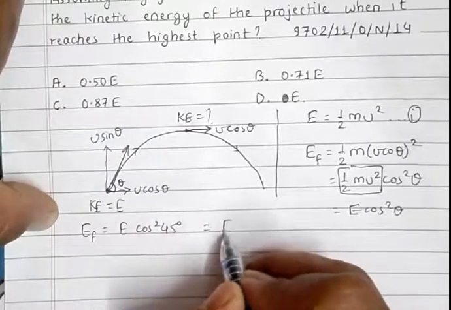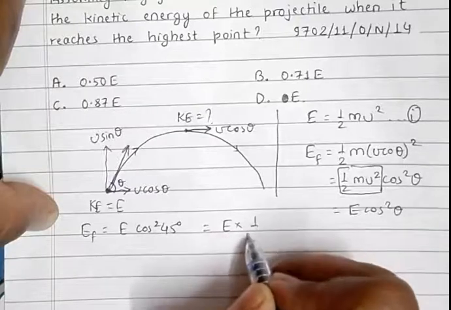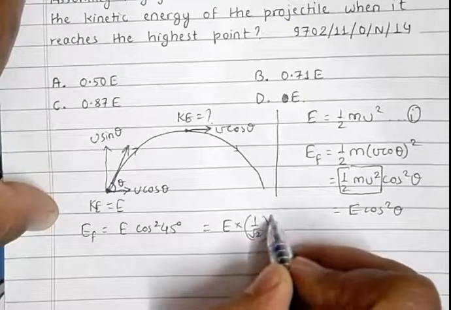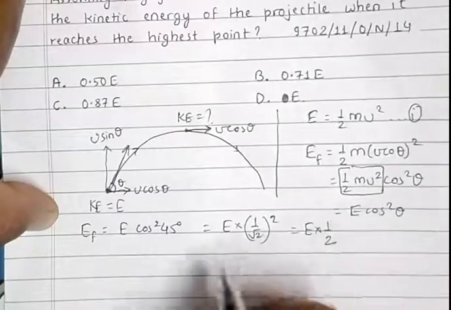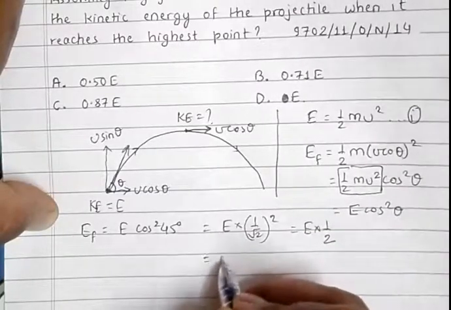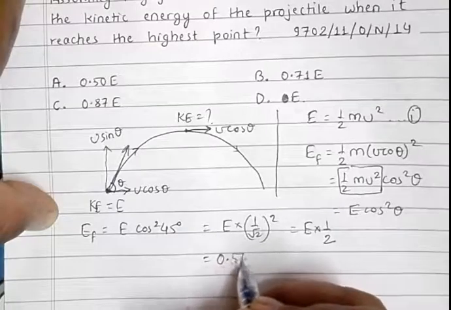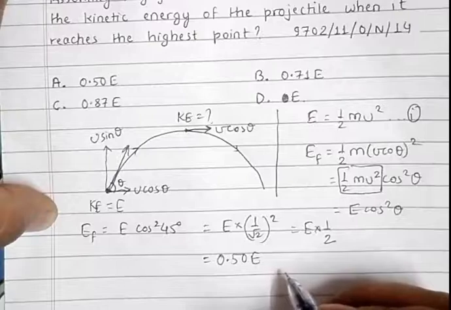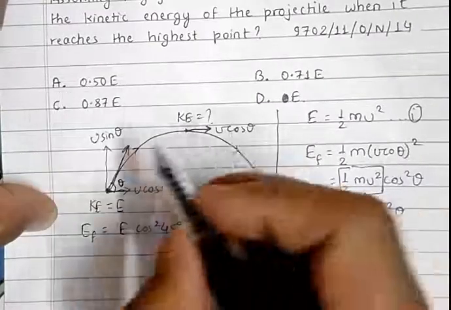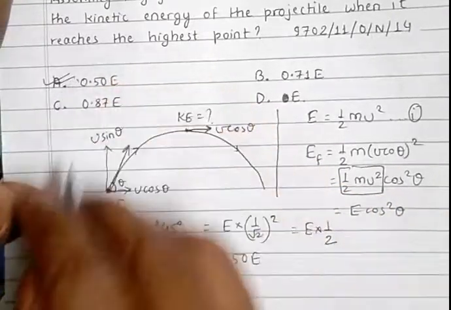That's equal to E into (1/√2) square, equal to E into 1/2, which will be equal to 0.50 E. So this answer tallies with choice number A. So choice number A should be the correct answer.